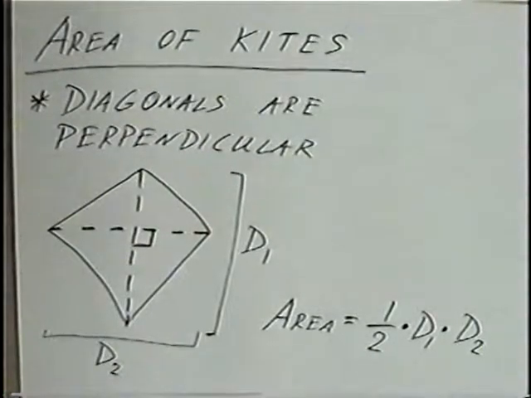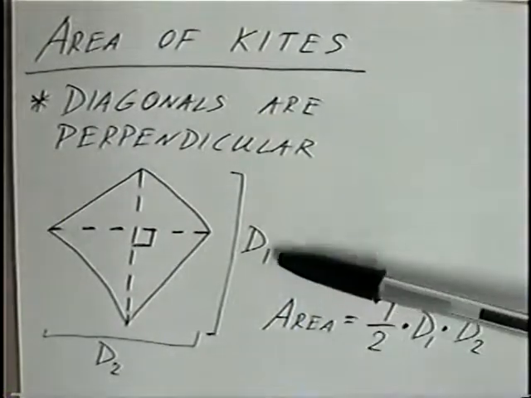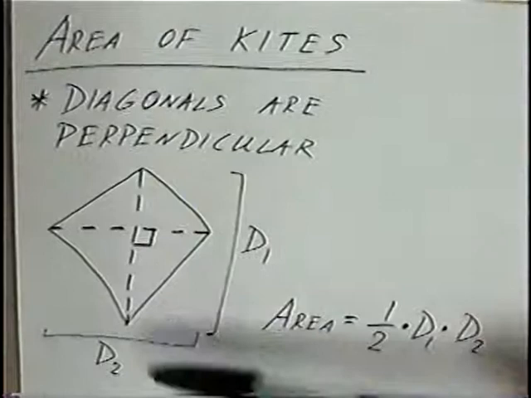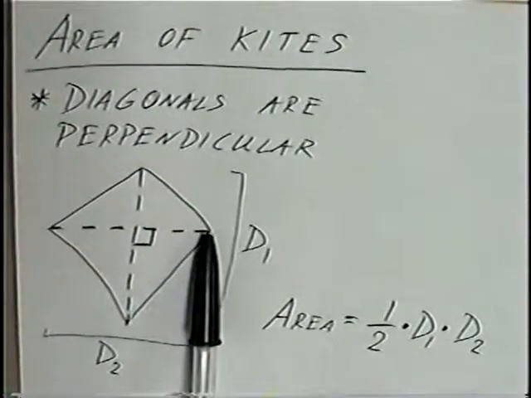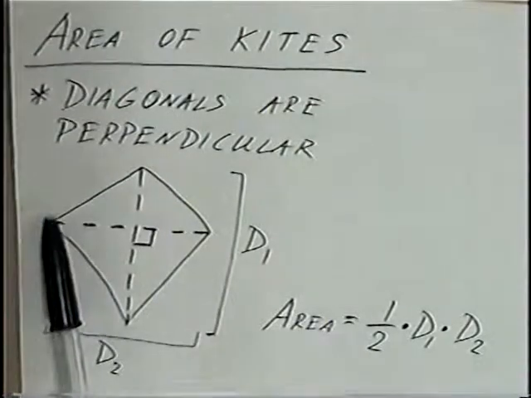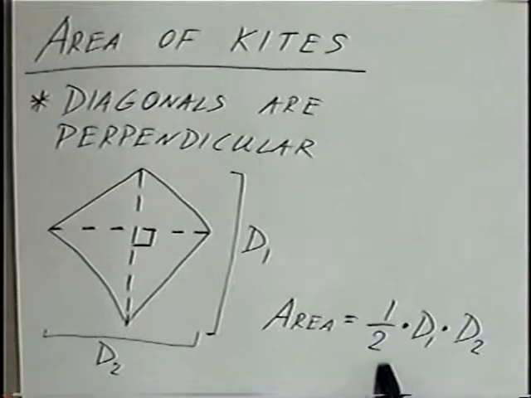For the area of a kite, the formula would be 1/2 times d1 times d2. d1 is the length of the diagonal, so the distance from one corner to the other corner, times d2, which is the opposite diagonal, the distance from the other corner to the opposite corner. Multiplying by 1/2, again, is the same as dividing by 2.